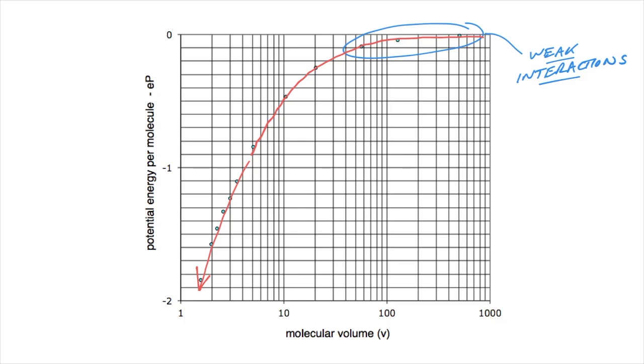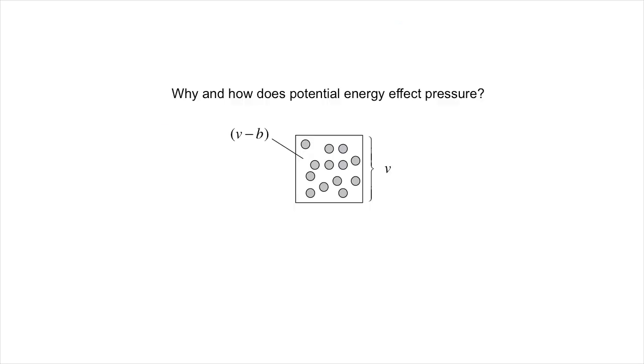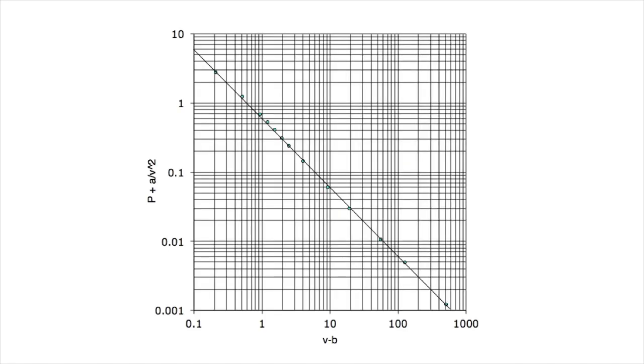suggesting that the spike in pressure at small volume must have some other origin. What van der Waals argued was that even though repulsion does not contribute significantly to potential energy, it still has the effect of preventing overlap of molecules in space. This effectively reduces the available volume for the molecules to occupy. One way to test this is to make a plot of log P plus A over volume squared versus V minus B, where B is an empirical constant representing the molecular volume occupied by the molecules themselves. As shown here, this straightens out the behavior almost completely.